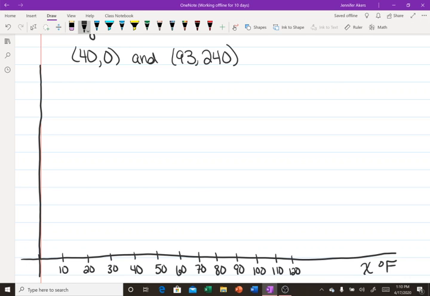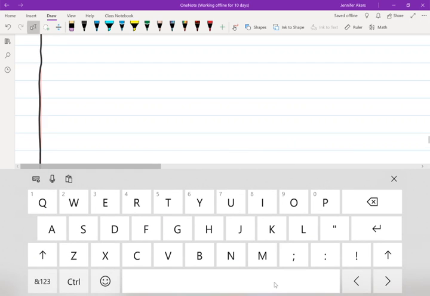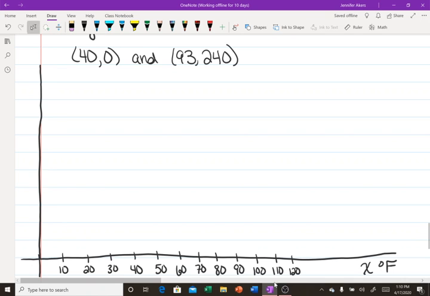And then my chirps per minute, well, I know at 93 degrees I have 240 chirps per minute. So I know I want to go above 240, but not necessarily a bunch above 240. So on my y-axis, instead of going by 10s or even by 20s, let's go by 30s. 30, 60, 90, 120, 150, 180, 210, 240, 270, 300.